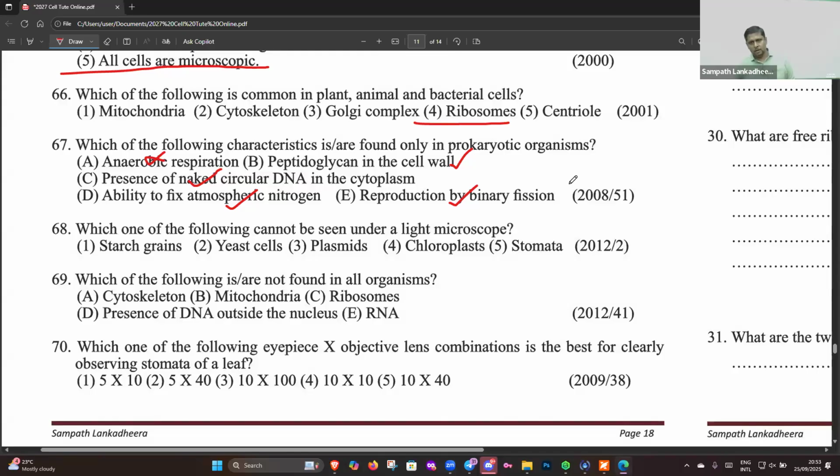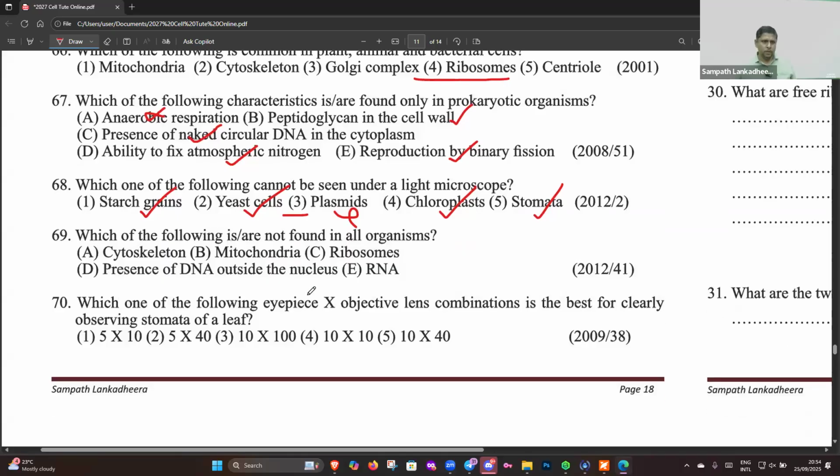Binary fission is a problem, but we discussed binary fission, dividing into two. We take it for bacteria, so we'll take it as correct. So I'm taking B, C, D, E as answers. Question number 68. Which of the following cannot be seen under a light microscope? Starch grain you can see, yeast cell you can see, plasmid, no. Chloroplast you can see, stomata, correct. Third is the answer.